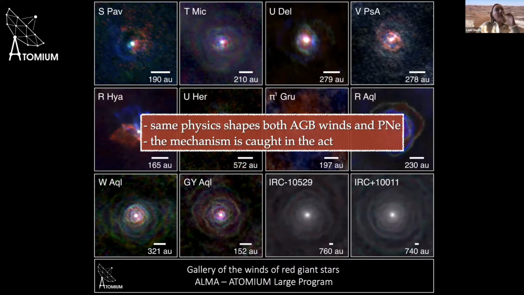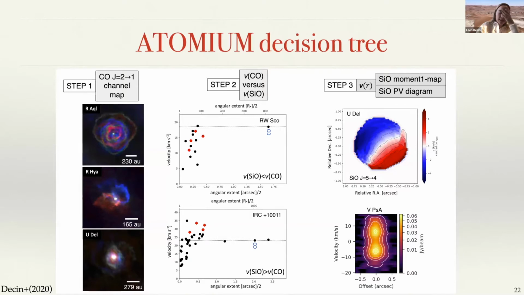So what have we been doing? Partly, this is what we came up with. Since this is the challenge: if you have a large program, you have a lot of observations. How do you deal with that? We came up with a kind of decision tree. How will we look at all of this data?